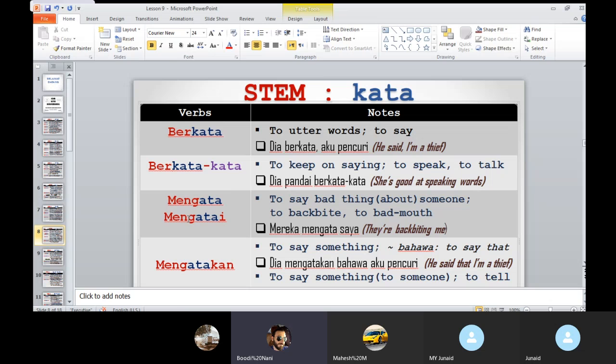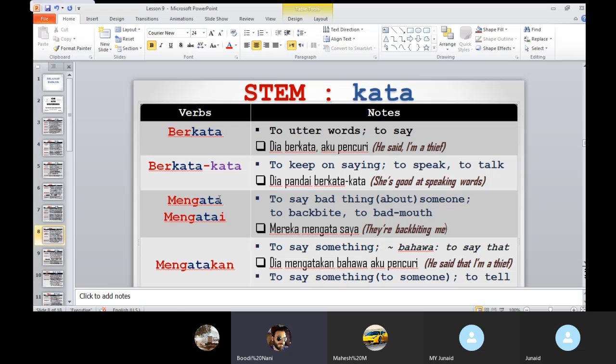Mengatai. It also has the same meaning, to say something bad, but we don't use it in spoken Malay. We just use mengata. Also, compare mengatai with mencintai, which is the same word as cinta, to love someone, but more formal.